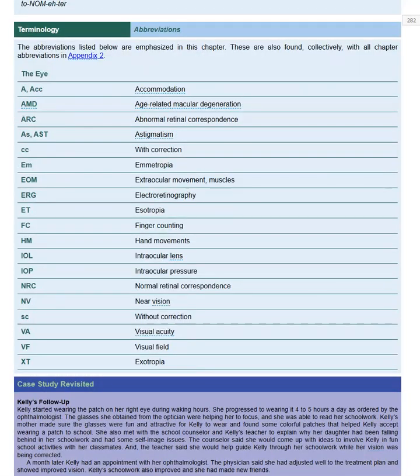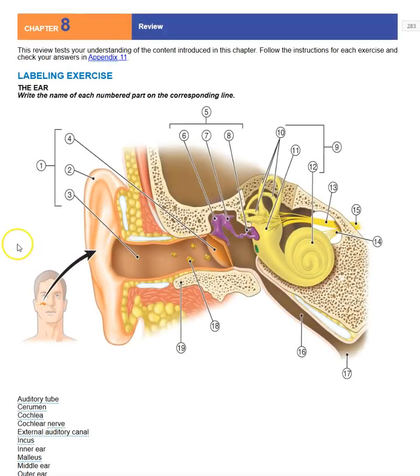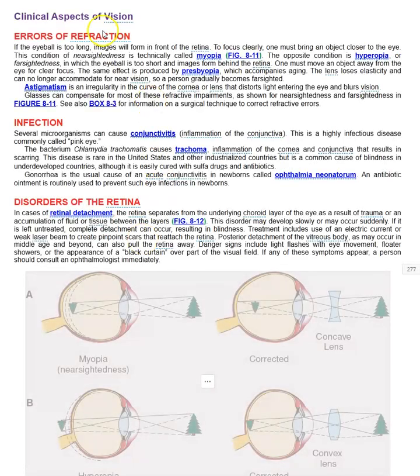Okay. Oh, here's more abbreviations. Another little cute case study there. And that's it. Chapter 8. Let me know if you have any questions.